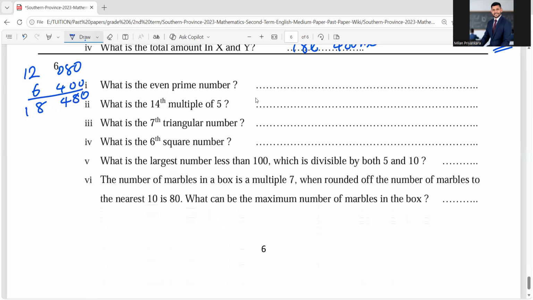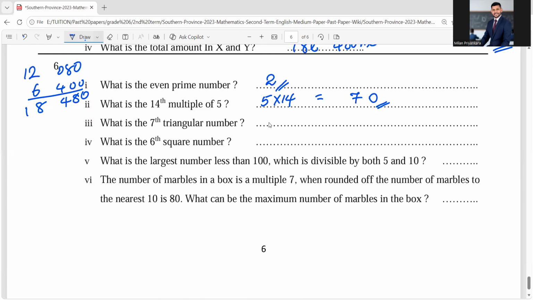What is the even prime number? You know that the even prime number is 2. There are no other even prime numbers. All the other prime numbers are odd. What is the 14th multiple of 5? For that, you have to multiply 5 by 14. So if you multiply that, 5 into 4 is 20. 5 into 1 is 5, plus 2, 7. So 70.